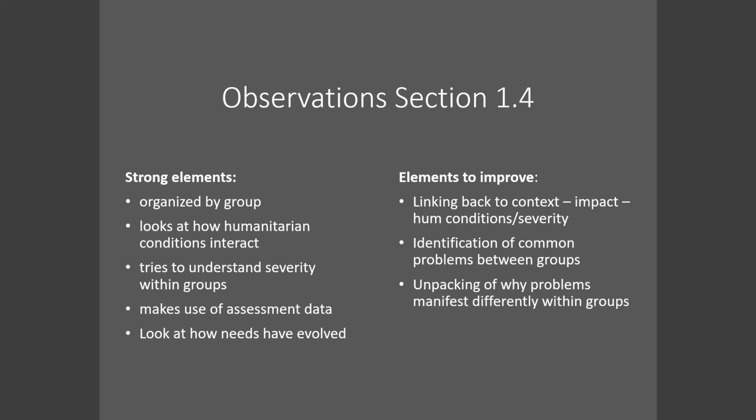However, there are, in all of the examples, also elements to improve. One aspect is linking the analysis back to the context, shock and impact analysis, and linking this with the humanitarian conditions and severity. Another aspect is the identification of common problems between groups and unpacking why problems manifest differently within groups. Those are all elements that generally can be improved looking at most of last year's HNOs.